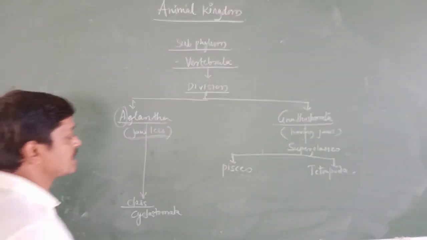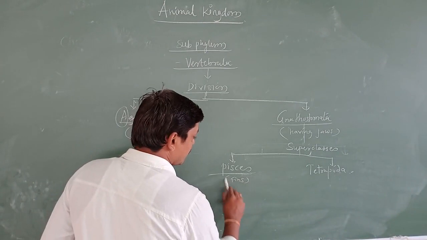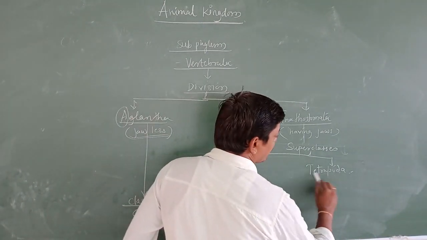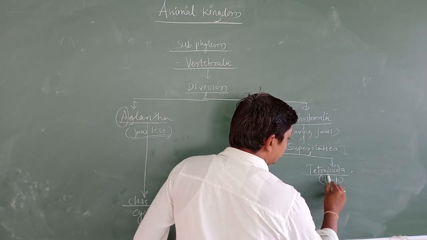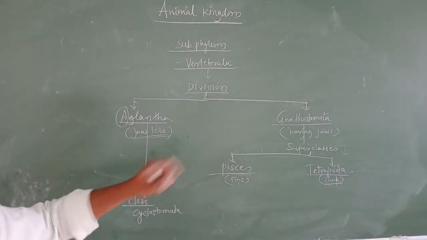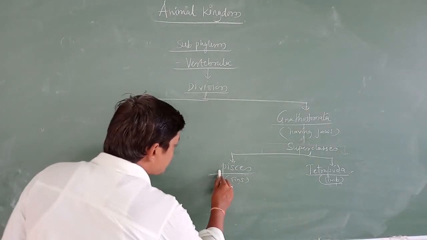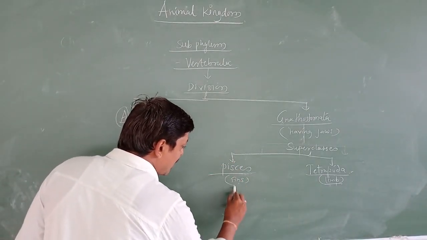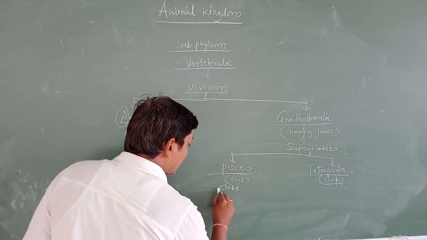What are those? Pisces, these have fins, and Tetrapoda in the sense limbs. These have limbs for their locomotion. Understood? Pisces have fins for their locomotion, Tetrapoda have limbs for their locomotion. Now this superclass Pisces is again divided into two classes. What are those?